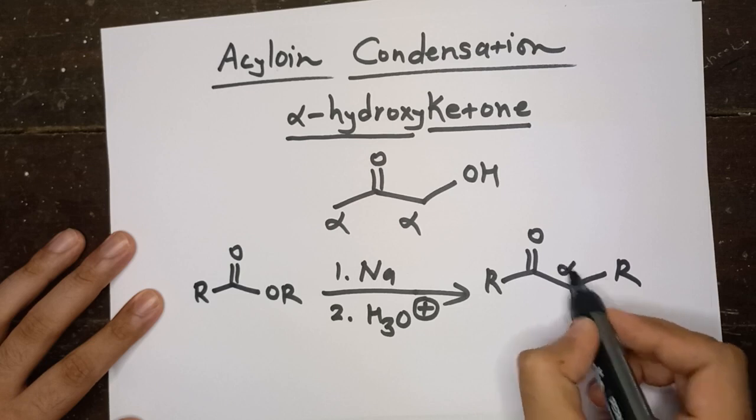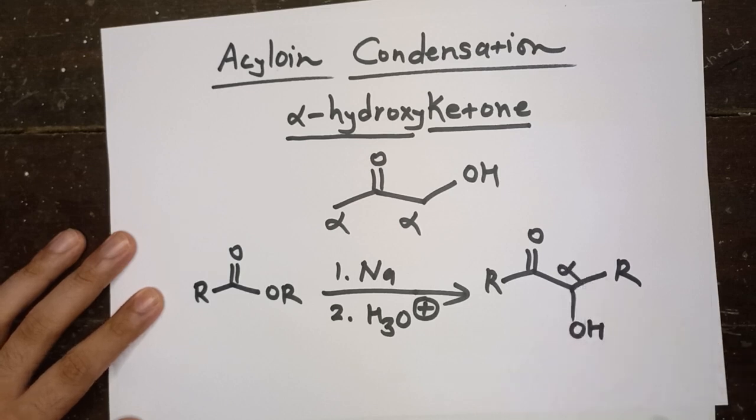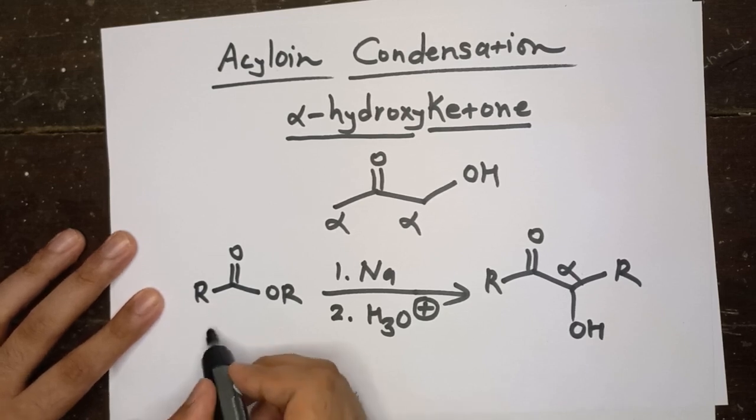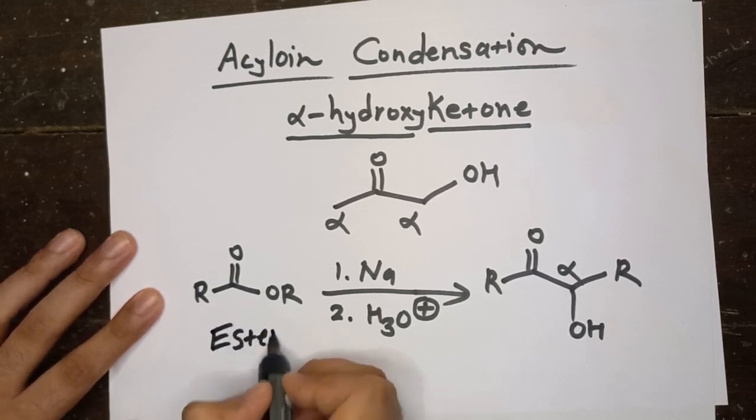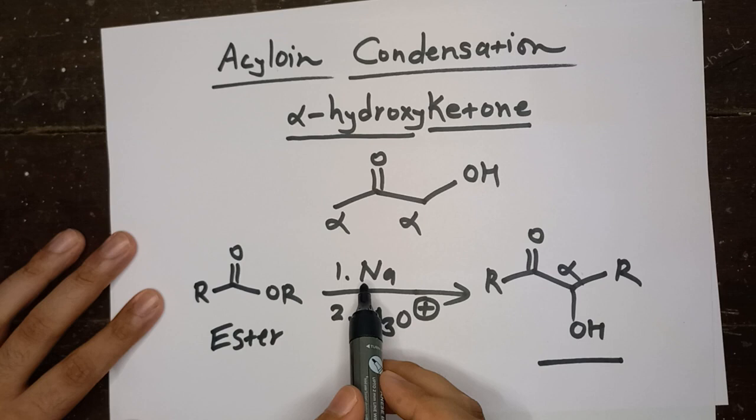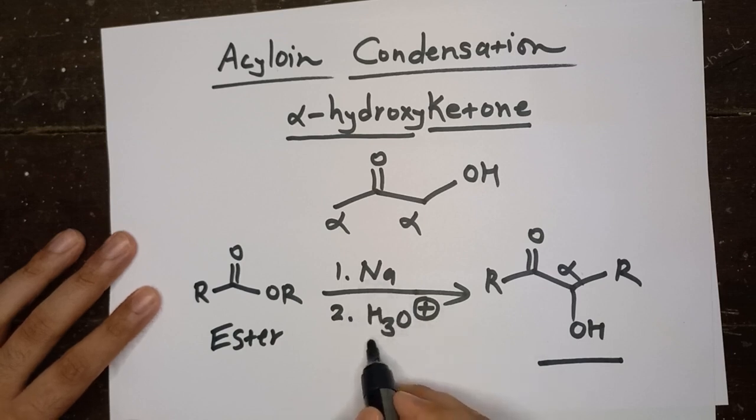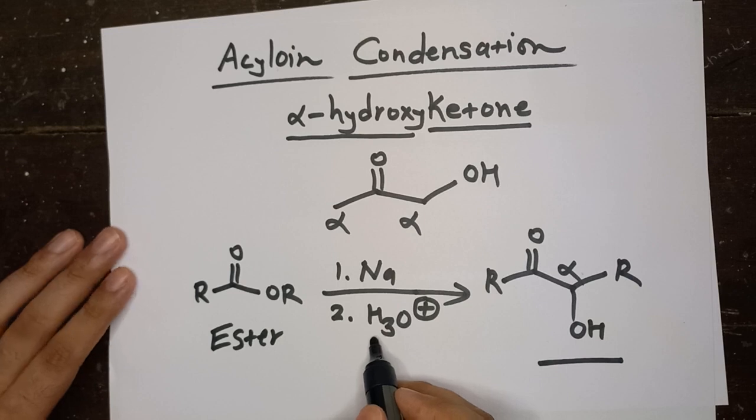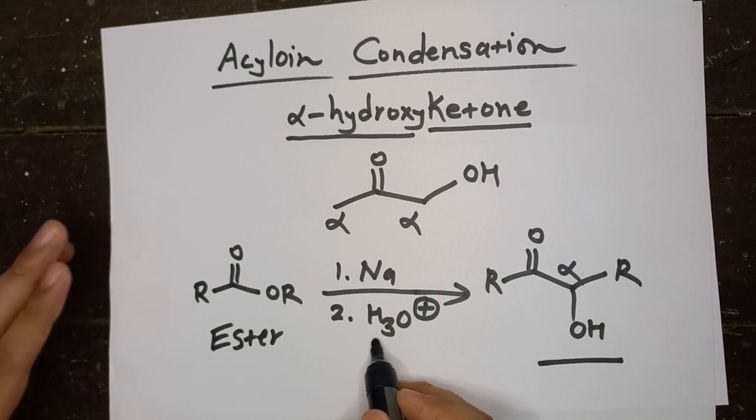So at the alpha position of the ketone we have an OH group. This is what we call alpha hydroxy ketone. So in this reaction we convert ester into our product using sodium metal, which gives out an electron. We are going to see this in the reaction mechanism, and in the second step we use any mild acidic medium. So now let's go ahead and write the mechanism for it.